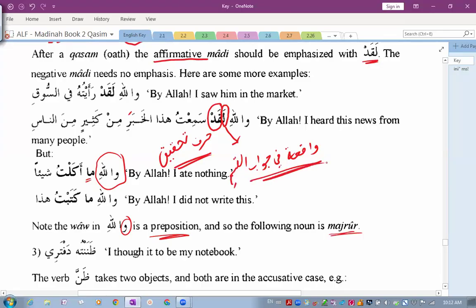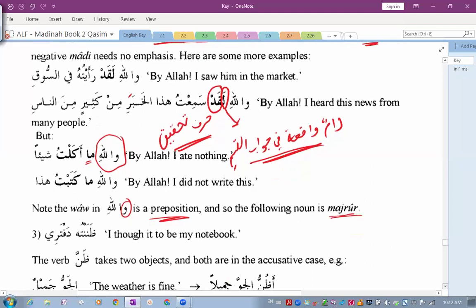Brother, lam, does it always come with madi, right? Yes. Kad, no, you can use kad with mudare as well. Yes, but mostly with madi. Brother, what is the difference between inna and laqad, would it be similar? Yes, they are both particles of emphasis. Inna is also a particle of emphasis.